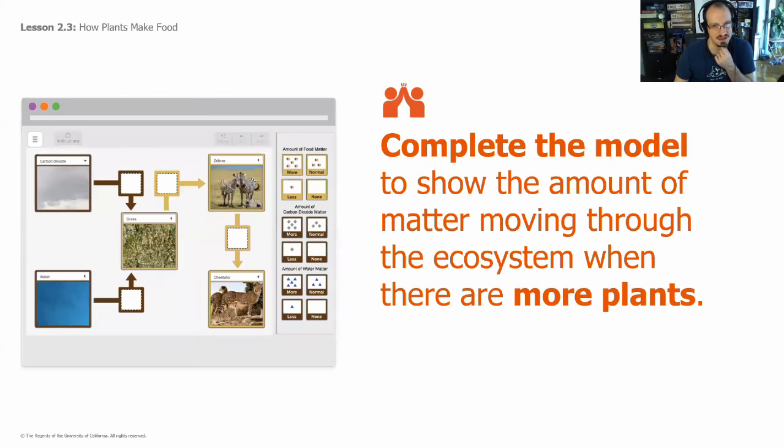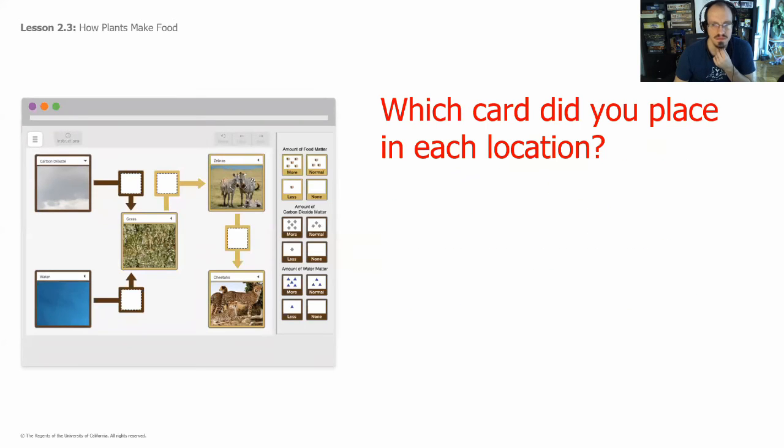Once you've done that, you're going to go ahead and complete the model to show the amount of matter moving through the ecosystem when there are more plants. So when you're done with that, we're just going to ask a couple questions about where you put the different cards. So which card did you put in each location?